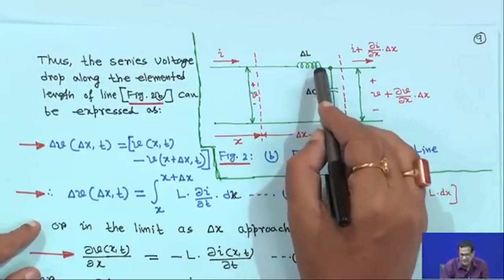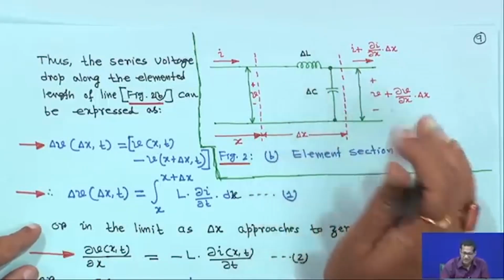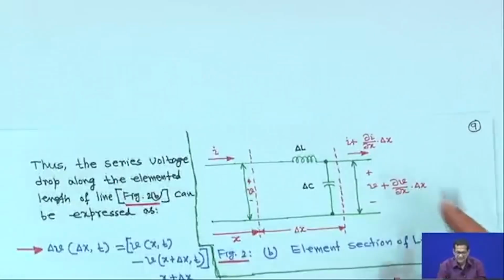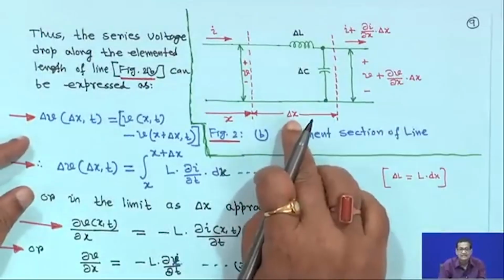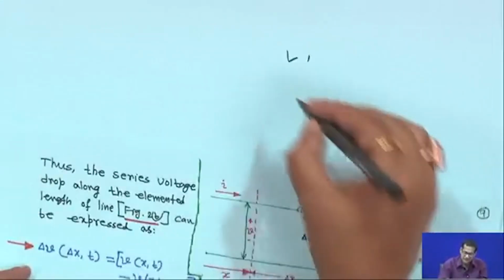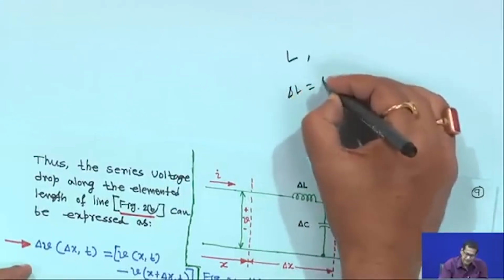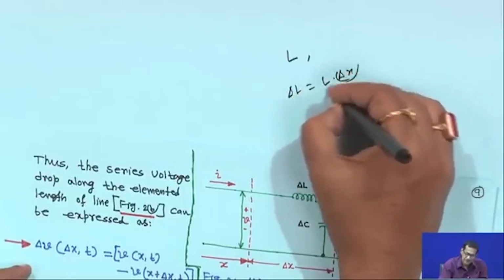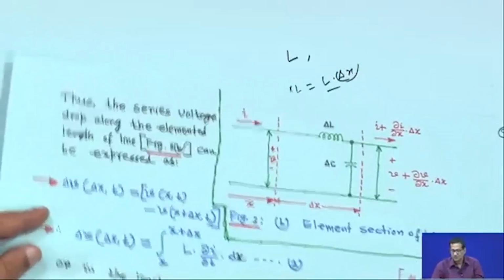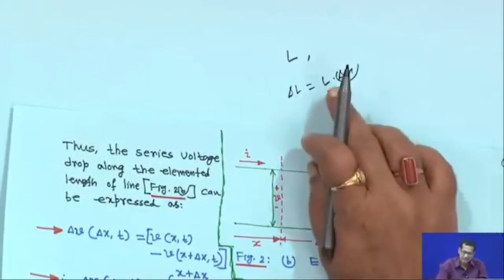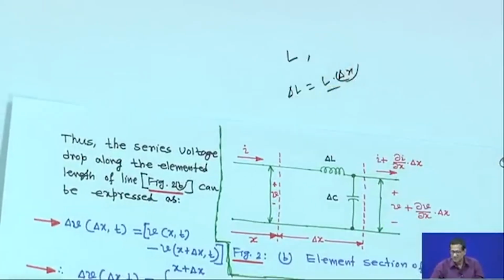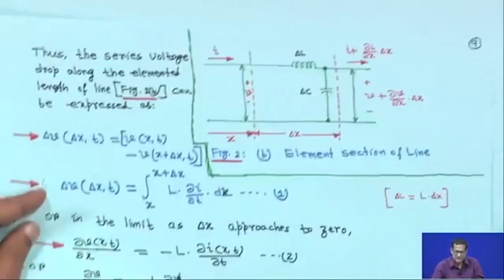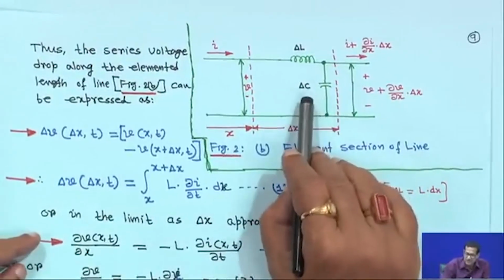So, the inductance is delta L. If the total inductance per unit length is L and the length is delta x, then delta L is equal to L into delta x. This L we are representing in Henry per meter, or milli Henry. So, this is delta L, and the same is applicable for the capacitor.